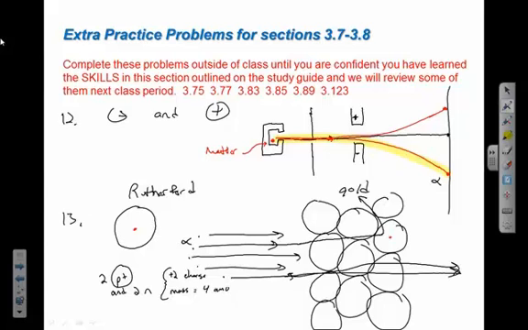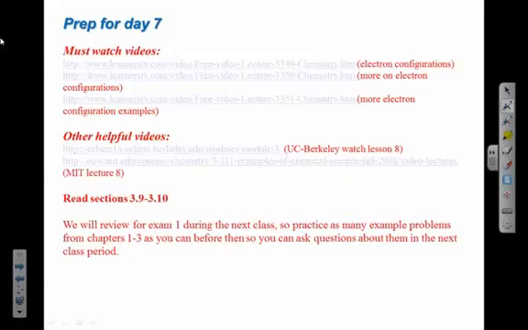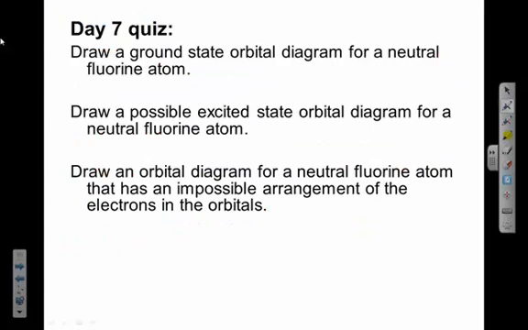Any other questions? All right, well, since we talked about orbital diagrams, let's just do this quiz real quick. It won't take long. You guys are experts now. So do this 3-part quiz, and turn that in, and we'll have a break.